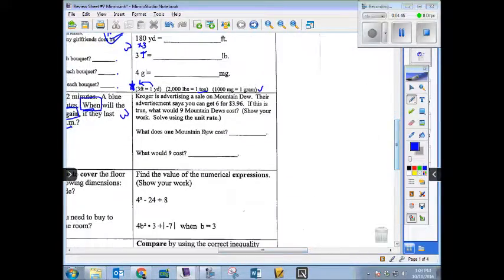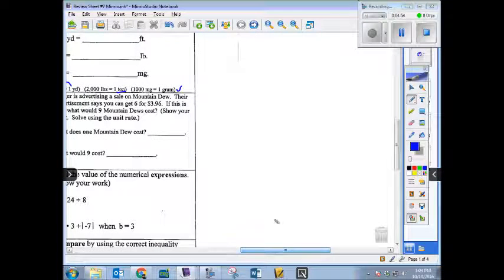Okay. Kroger is advertising a sale on Mountain Dews. Their advertisement says you can get 6 for $3.96. Okay, so let me give you a good example here. Let's say I'll do a cereal question. So we have this cereal. We know that the cereal costs $2.50 for 5 boxes.